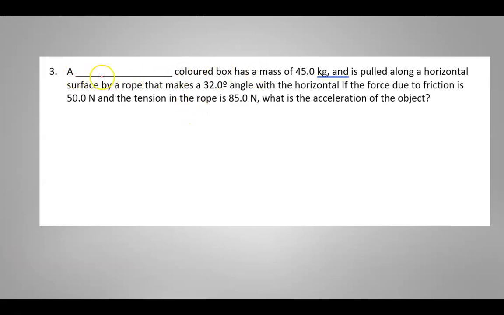A blank colored box. Well, we're writing in red here, so let's just call it a red colored box. The color doesn't really matter. It has a mass of 42 kilograms and is pulled along a horizontal surface by a rope that makes a 32-degree angle with the horizontal. If the force of friction is 50 newtons and the tension of the rope is 85 newtons, what's the acceleration of the object?